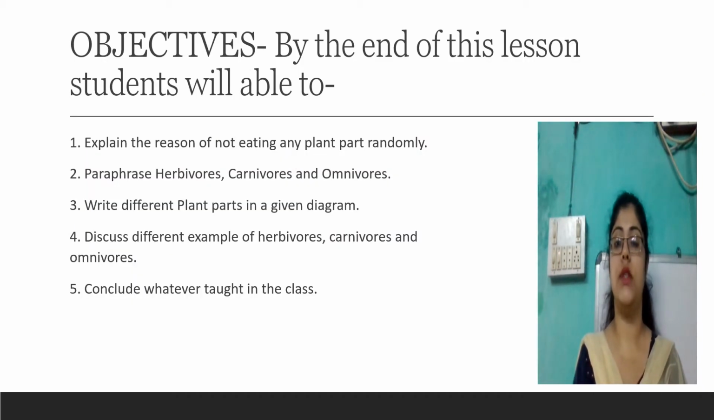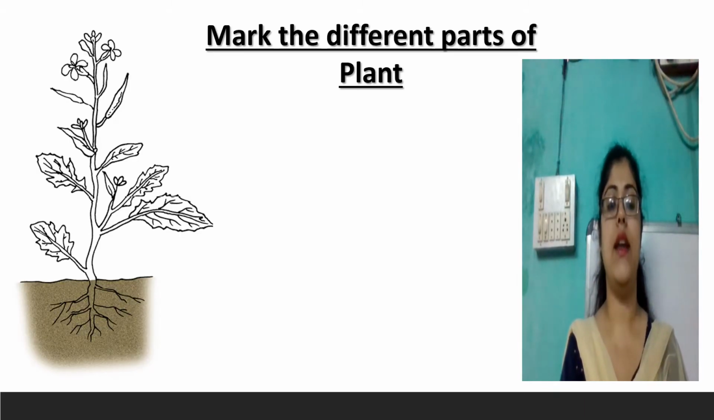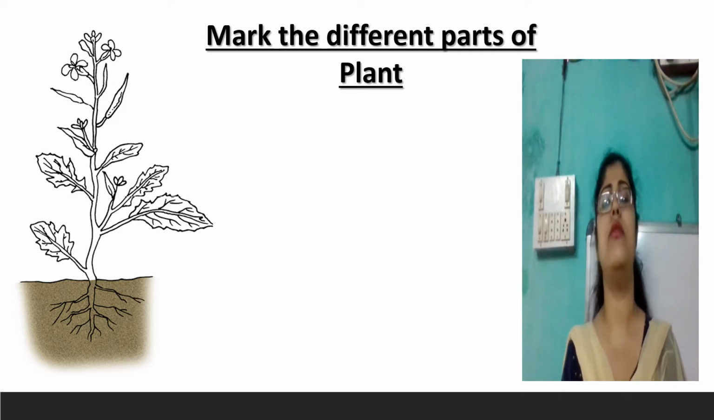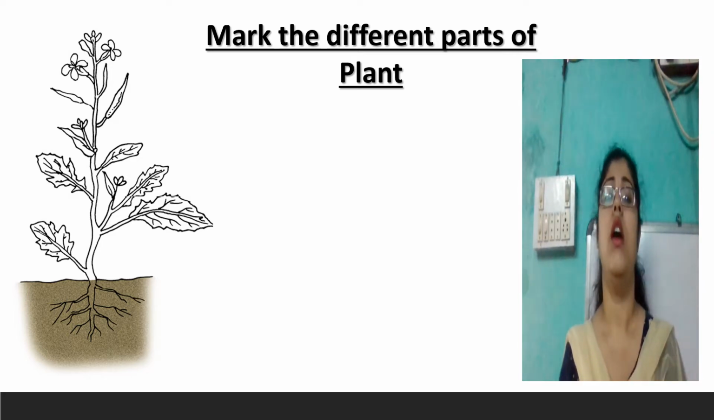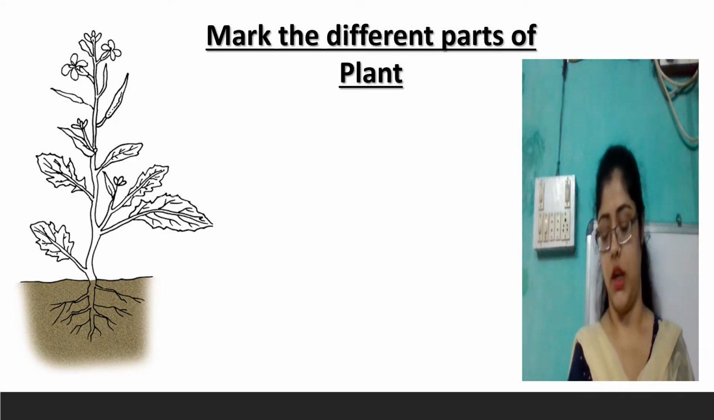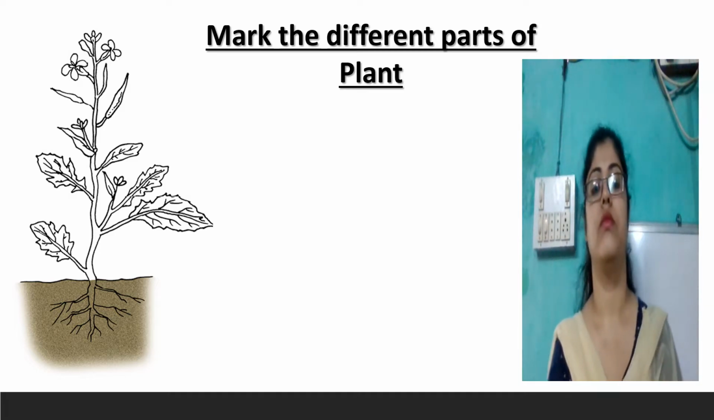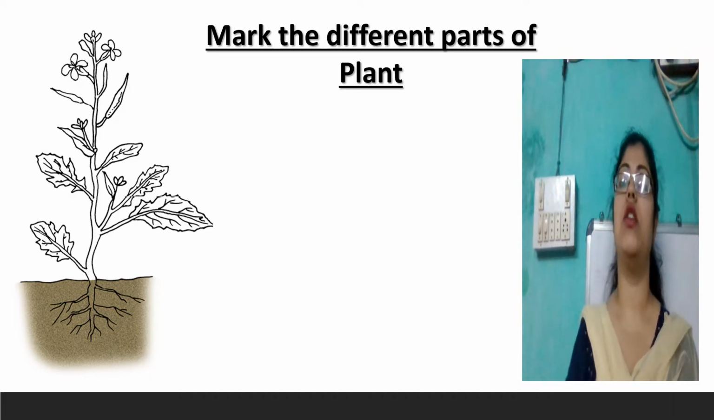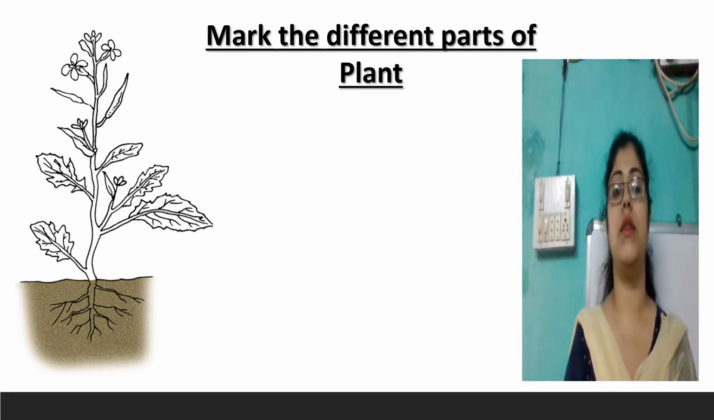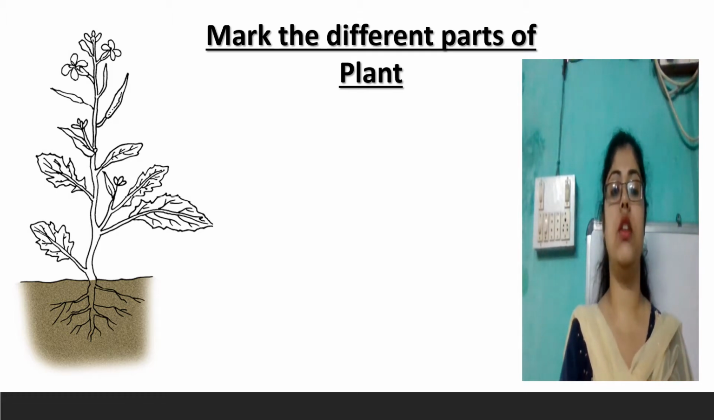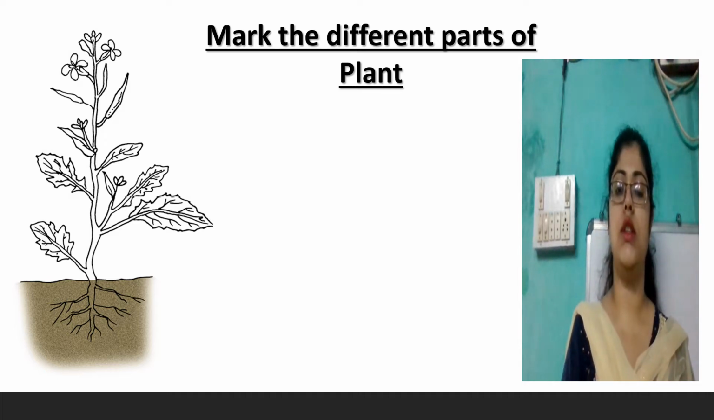Here are some learning objectives that we are going to cover by the end of this lesson. So class, here is one diagram in front of you, and you have to simply mark or write in the comment section the different parts of the plant. You have to simply mark it. Okay class, very good. I hope by this time you have written down your answer in the comment section. You have attempted it very well. Now let's see what the answer will be.